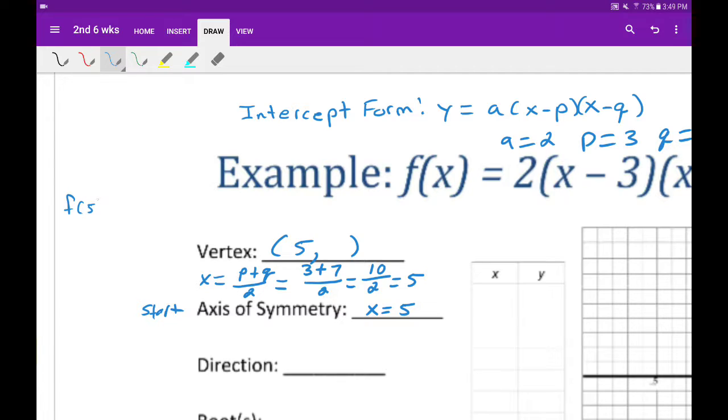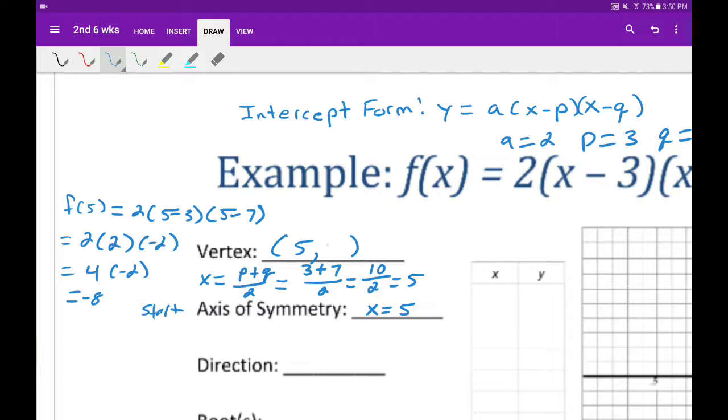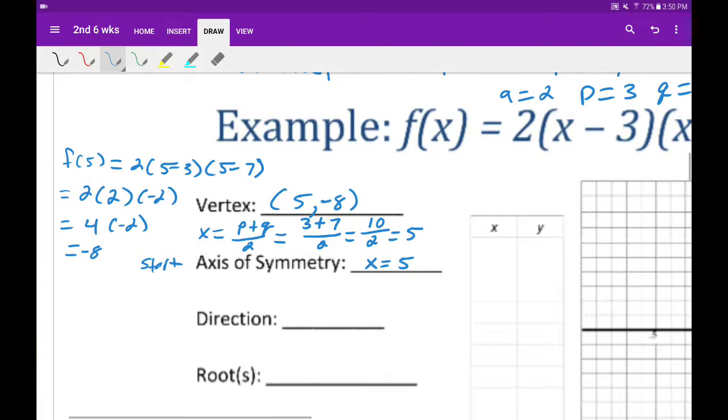Then we have to plug 5 into our formula to figure out the y value of our vertex. So f of 5 equals 2 times 5 minus 3 times 5 minus 7. We just do some PEMDAS. 5 minus 3 is 2, and 5 minus 7 is negative 2. 2 times 2 is 4, and multiplied by negative 2 becomes negative 8. So we'll put negative 8 there for our vertex. 2 is a positive number, so the parabola will open upward.